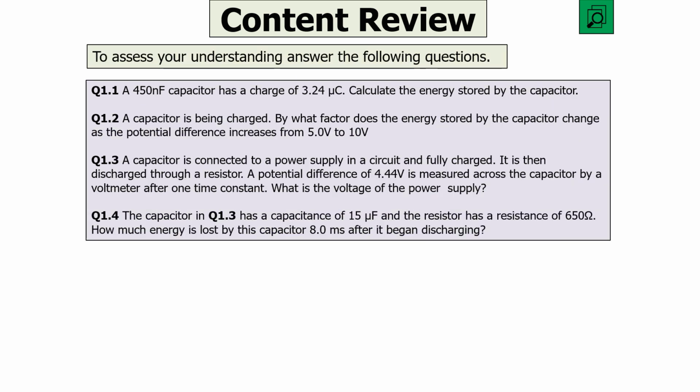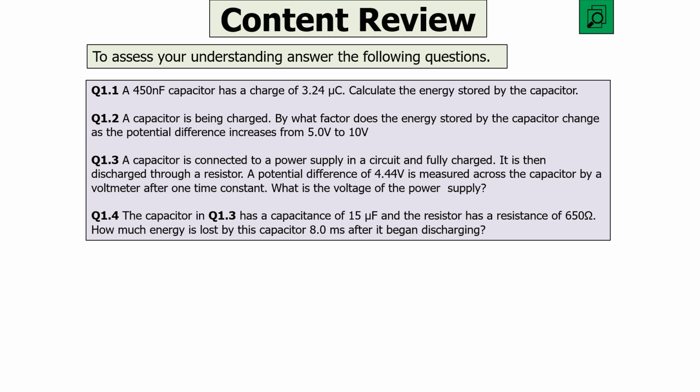The next question says, a 450 nanofarad capacitor has a charge of 3.24 microcoulombs. Calculate the energy stored by the capacitor. A capacitor is being charged. By what factor does the energy stored by the capacitor change as the potential difference increases from 5 volts to 10 volts? Then a capacitor is connected to a power supply in a circuit and is fully charged.